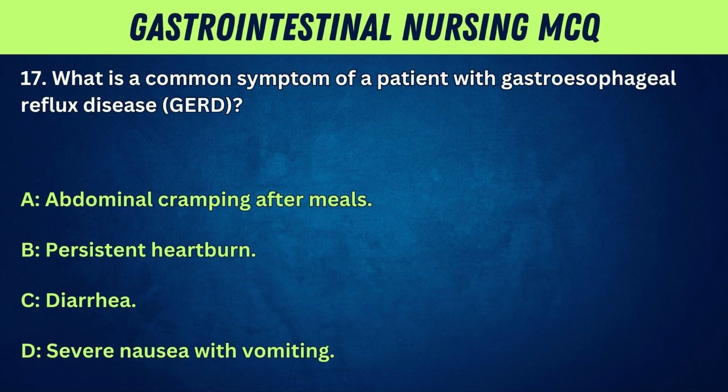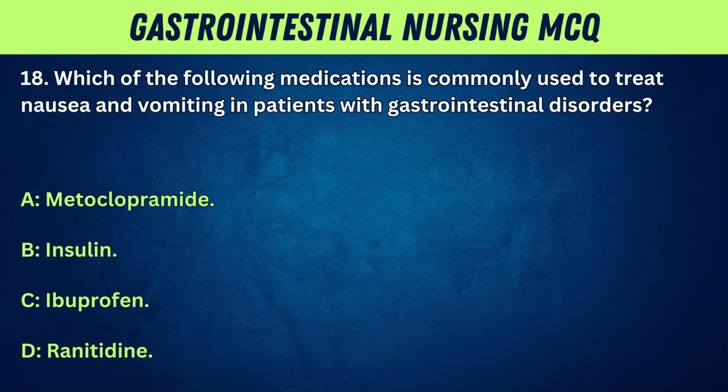17. What is a common symptom of a patient with gastroesophageal reflux disease, GERD? A. Abdominal cramping after meals. B. Persistent heartburn. C. Diarrhea. D. Severe nausea with vomiting. Answer: persistent heartburn.